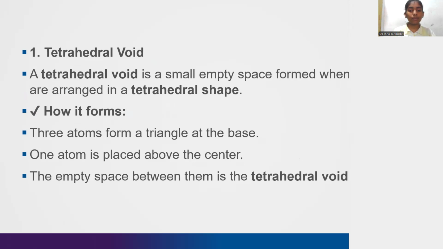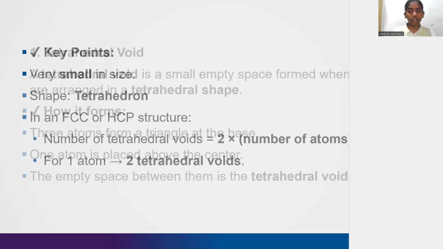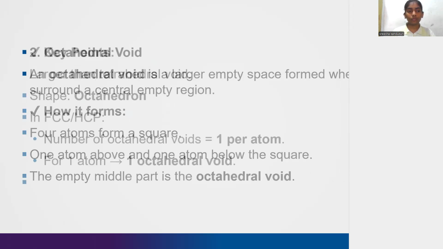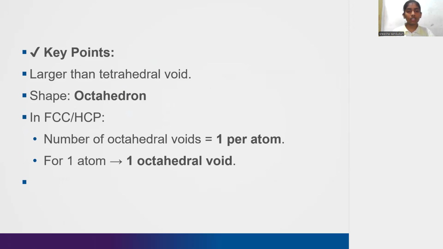Here, the empty space between them is a tetrahedral void, and here, the empty middle part is the octahedral void. This is also one of the major differences between tetrahedral and octahedral voids. The key points here are that it is larger than a tetrahedral void, and the shape is octahedral. In FCC and HCP, the number of octahedral voids is 1 per atom, so for one atom there will be only one octahedral void.